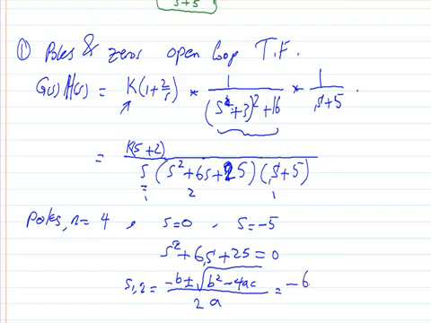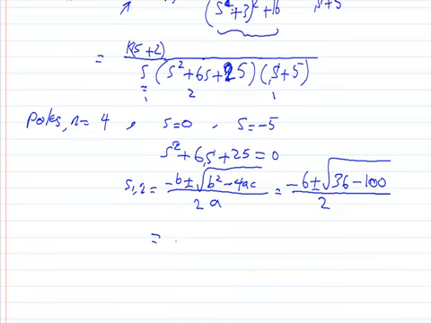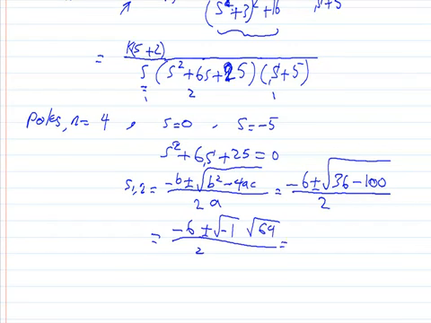tends to be minus 6 plus or minus square root of 36 minus 4 into 25 is 100, over 2, and this equals minus 6 plus or minus root of minus 1 multiplied by root of 64 over 2, which is equal to minus 3, because minus 6 over 2 is minus 3, plus or minus root of 64 is 8, and root of minus 1 is j, so it's a complex number, plus or minus j 8 over 2 is 4.